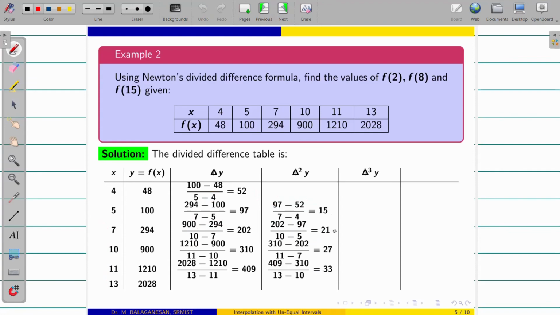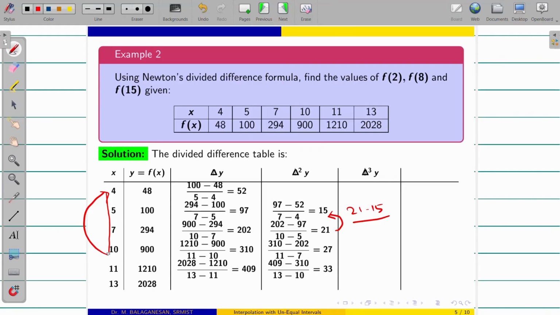Now we have to find the next difference. Look at that, 21 minus 15 divided by what I have to take. If you look at that here, for a cube it will be four arguments. So it will be 10 minus 4 and finally 11 minus 5. In that way it will come.